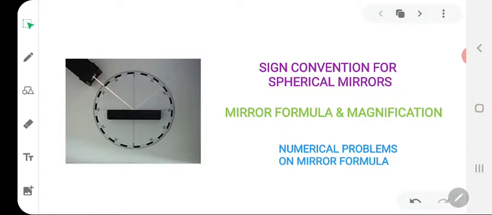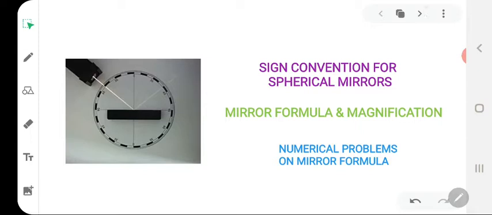Now, today we shall discuss three very important topics from the same lesson. As you can see right now on the screen, I have mentioned these three topics. The first one being sign convention for spherical mirrors, the second one mirror formula and magnification, and the third we shall discuss one numerical problem each based upon the concept of mirror formula and magnification from concave and convex mirror.